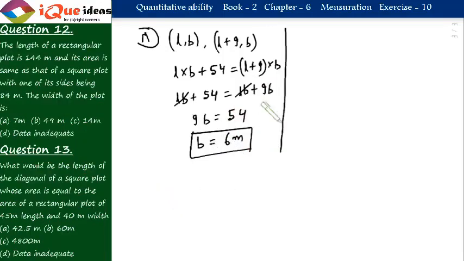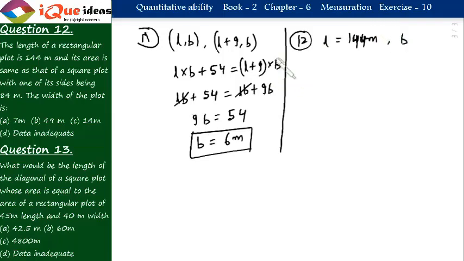Now let's take question number 12. It says the length of a rectangular plot is 144 meter. So L is equal to 144 meter and it's a rectangular plot. So rectangle formula will be applicable. It is 144 meters. Okay. And the question says that the area is same as that of a square plot with one of the side being 84, right? Suppose the width is B.